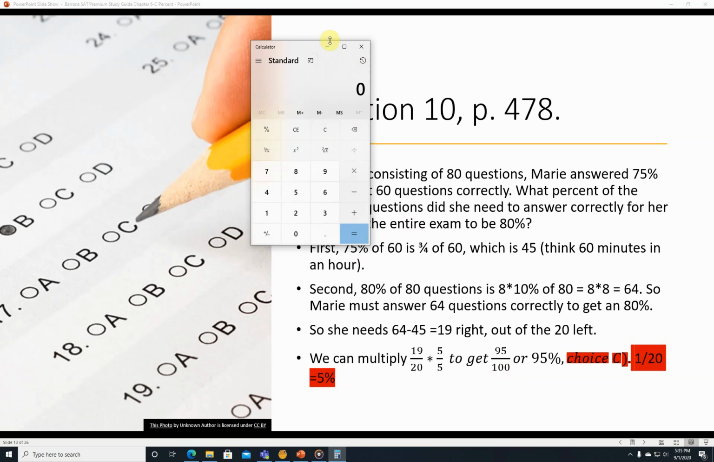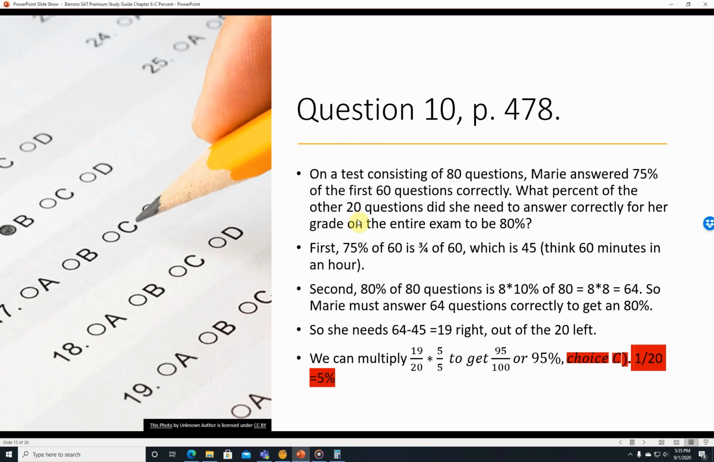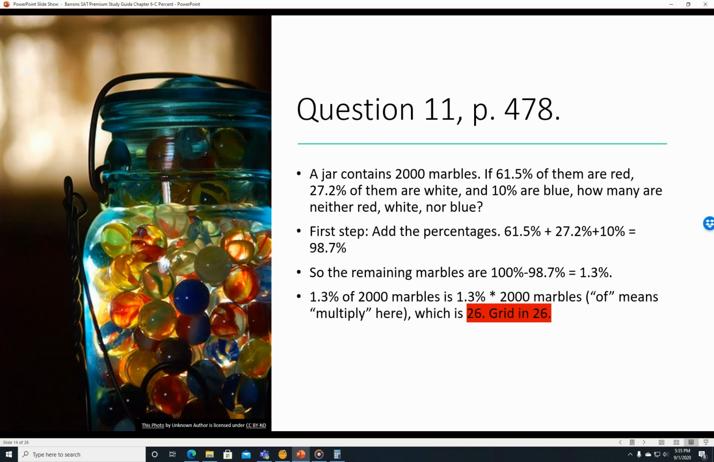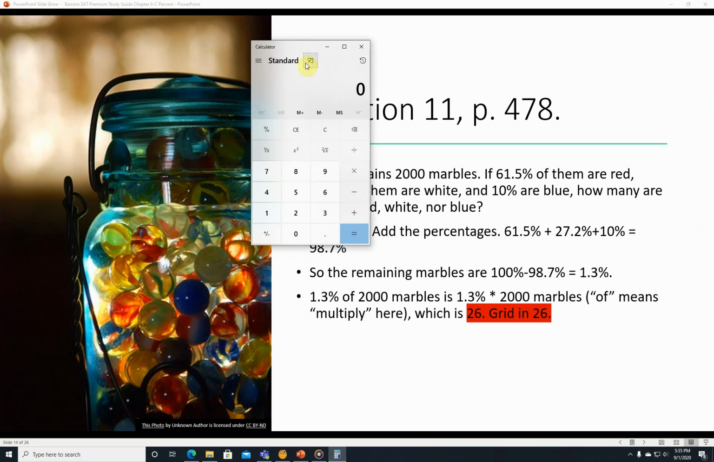All right. On to the next one. Question 11, page 478. A jar contains 2,000 marbles. If 61.5% of them are red, 27.2% of them are white, and 10% are blue, how many are neither red, white, nor blue? All right, let's assume it's on the calculator section.